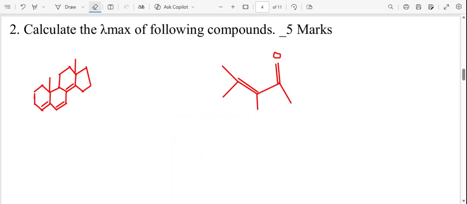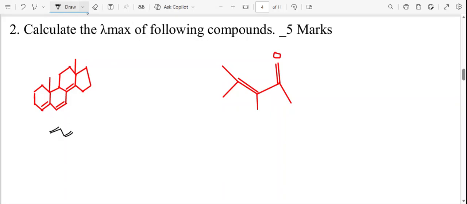Okay, the other question says calculate the lambda max for the following compound. First of all, these are just normal dienes. These are compounds which have conjugation like this. All right, so the conjugation is doubled like that.